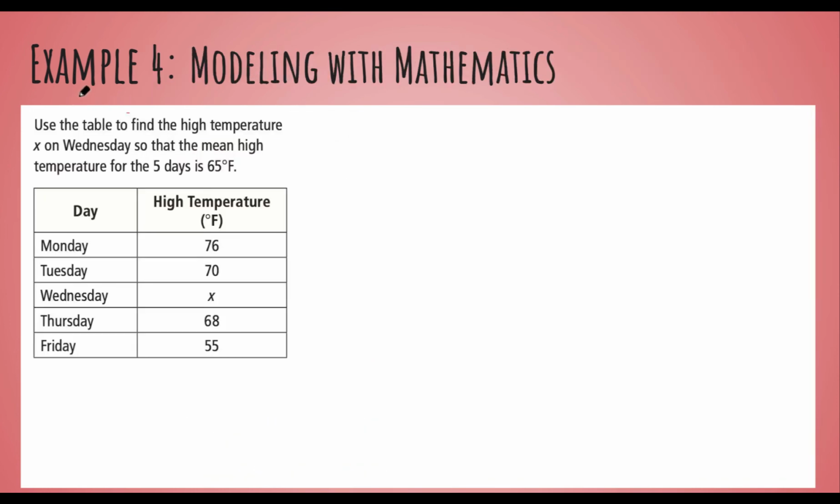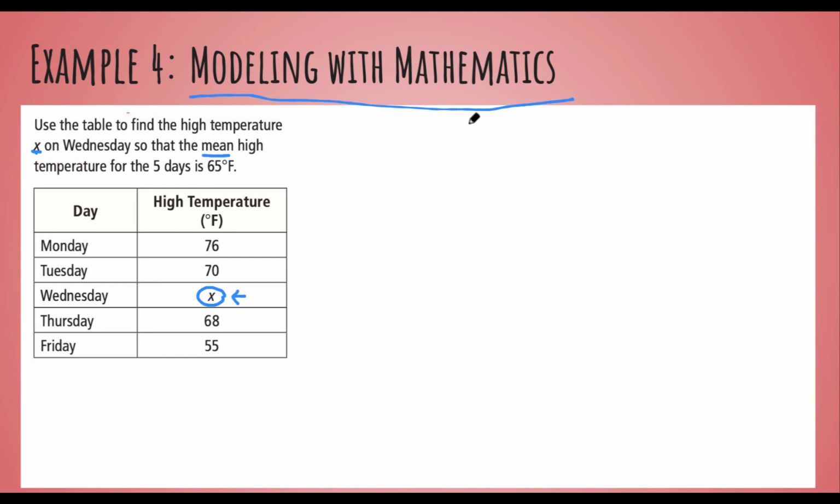All right, our last example in this video, we are modeling with mathematics. So we're applying our equation solving skills to a real life problem. And here's our problem. We're going to use the table to find the high temperature x on Wednesday. So here's our variable. So that the mean high temperature for the 5 days is 65 degrees Fahrenheit. So I encourage you to pause the video and see if you can develop an equation based on the 5 temperatures, 4 that are given, 1 that's a variable, and the idea that the mean or the average high temperature for 5 days is 65 degrees Fahrenheit.